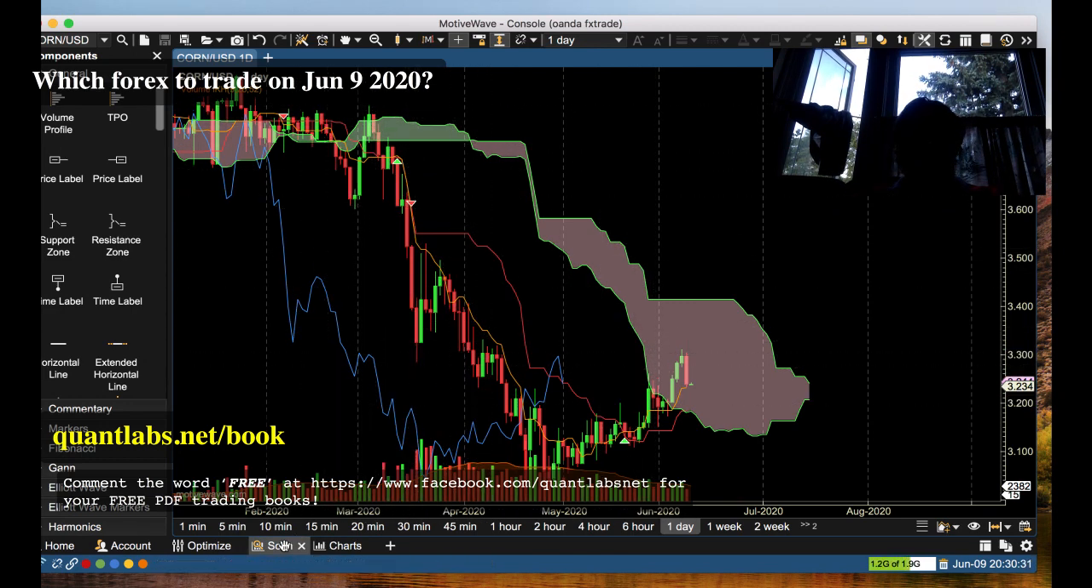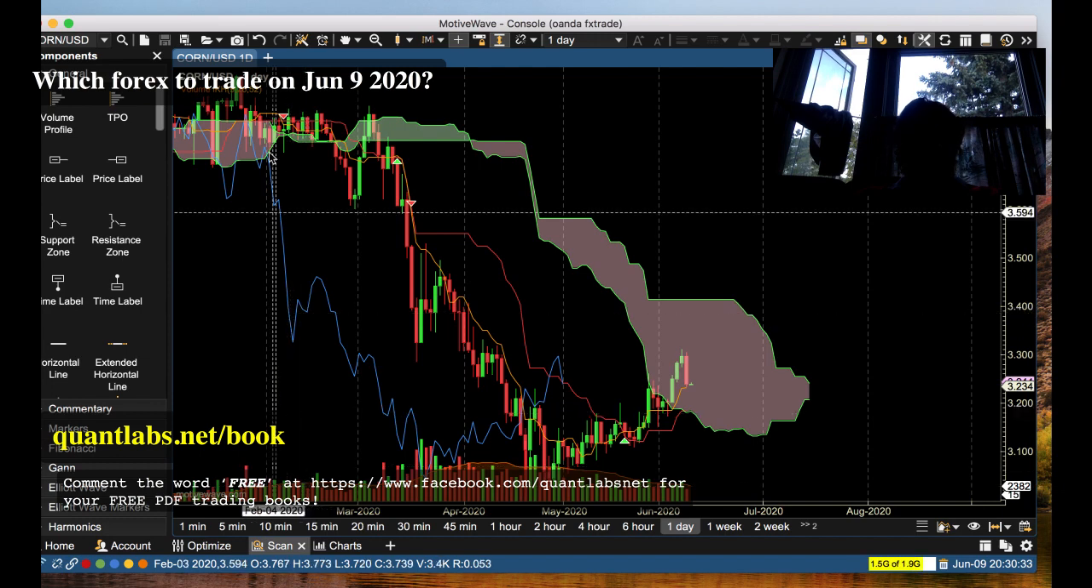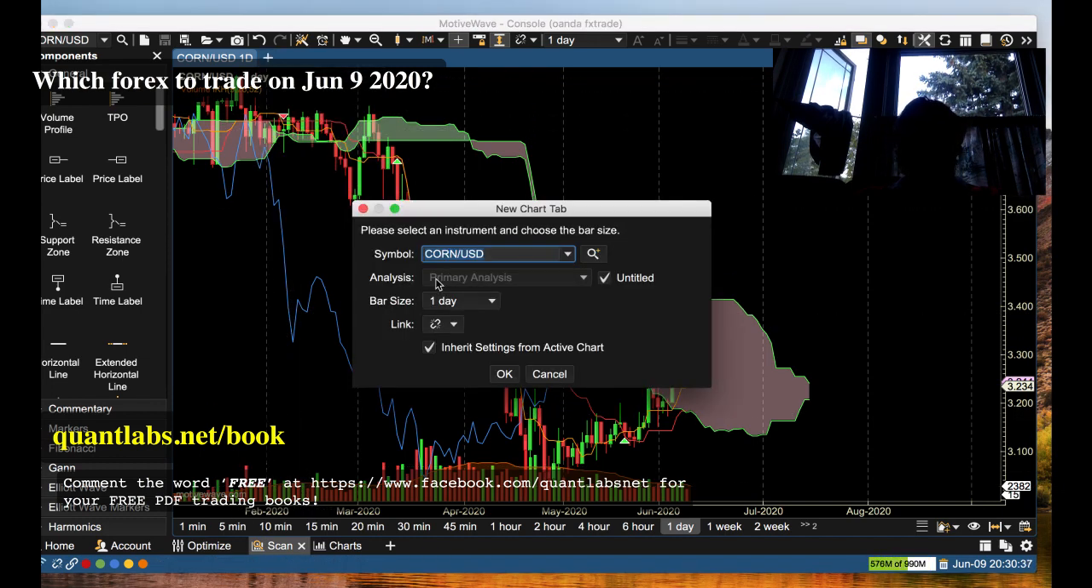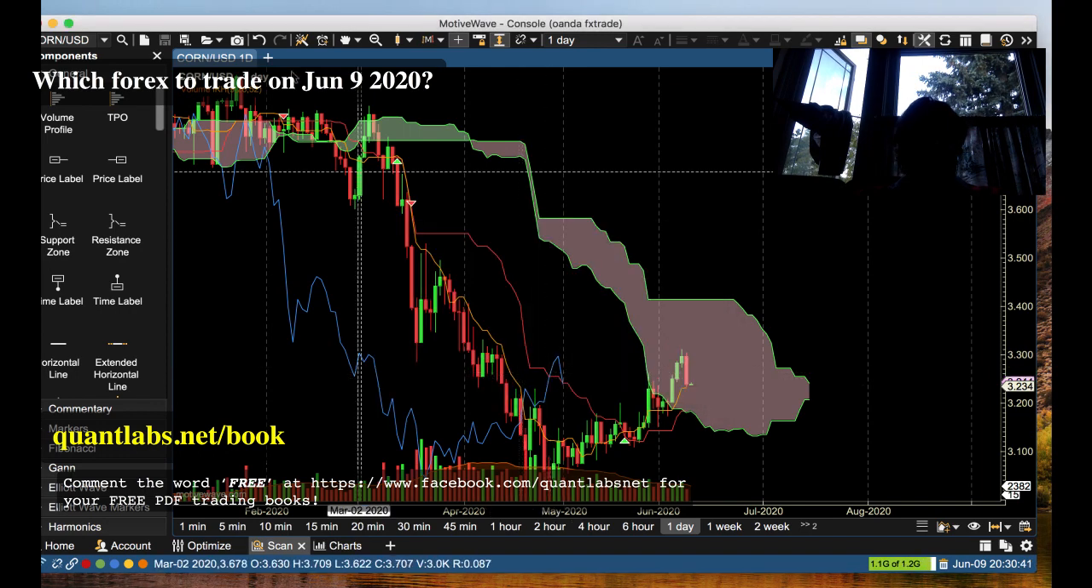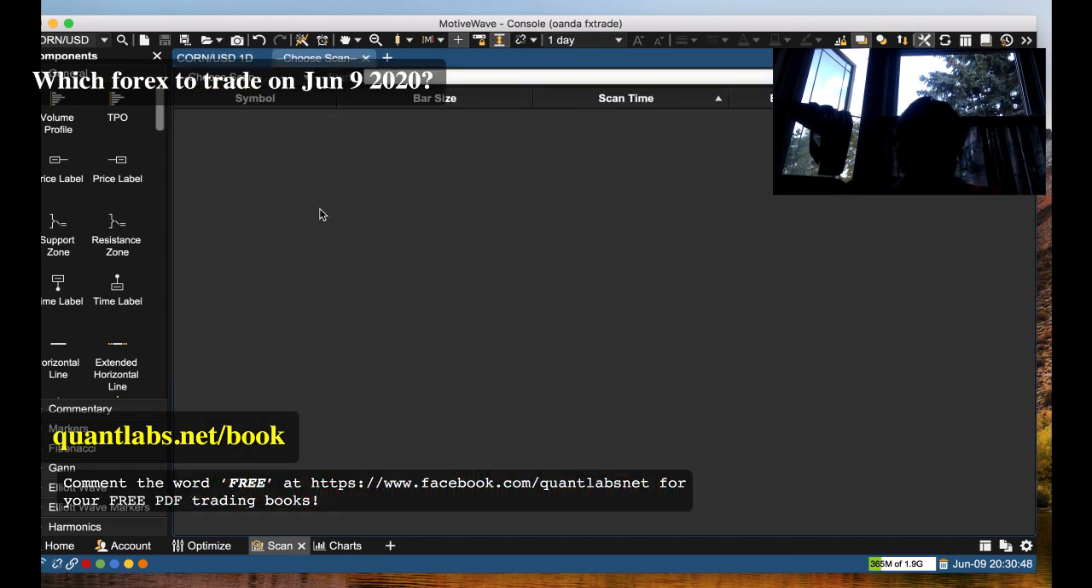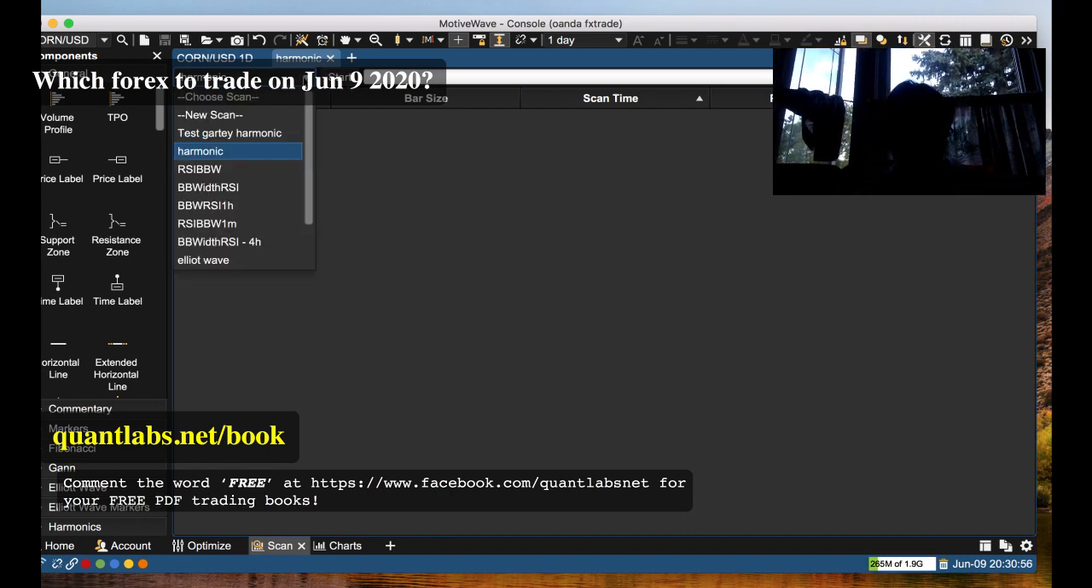So what I'm going to do here is I'm going to do a quick scan here using the powerful MotiveWave platform. I'm going to do a scanner right here. Okay, so I'm going to do a harmonic. I'm going to create a watch list here. Actually, I'm going to do basically a start and everything.